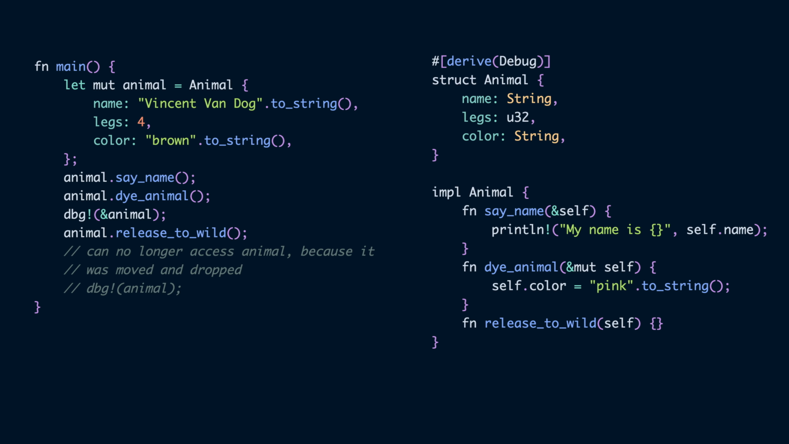These functions use the self keyword in a couple of different ways, including a shared reference to self, an exclusive reference to self, and the owned value self. These all refer to the type the function is being implemented for. So since we're implementing for animal, if we use self, it means animal.